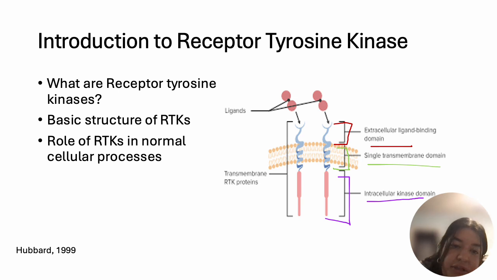When binding occurs with the ligand to the extracellular domain, the activation of the tyrosine kinase activity is triggered, resulting in a cascade of signaling events within the cell. So it can easily be said that these receptors are essential for normal cellular processes. Some of these processes include cell growth, differentiation, and survival.